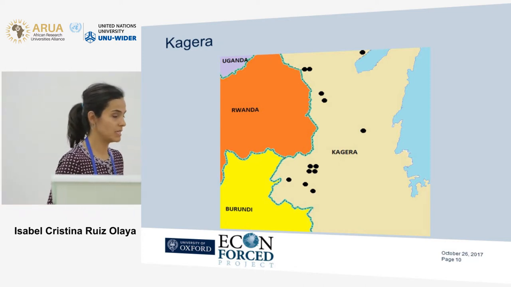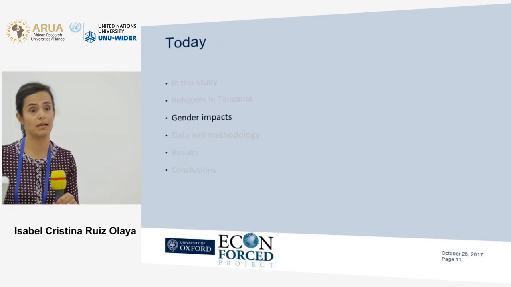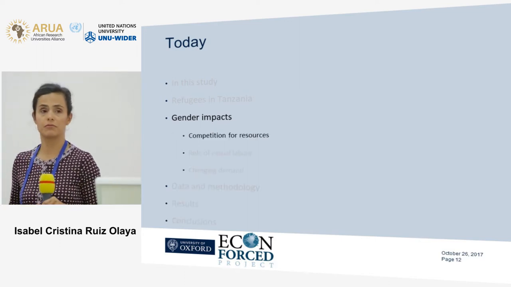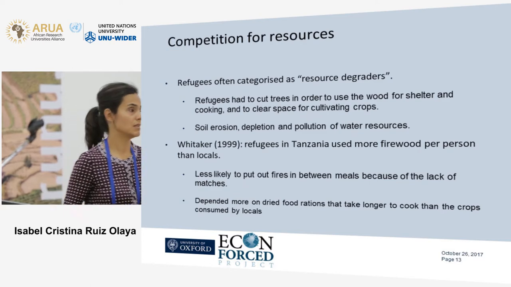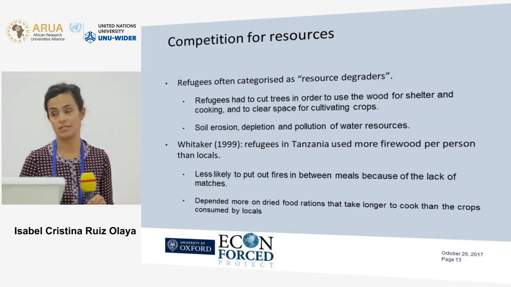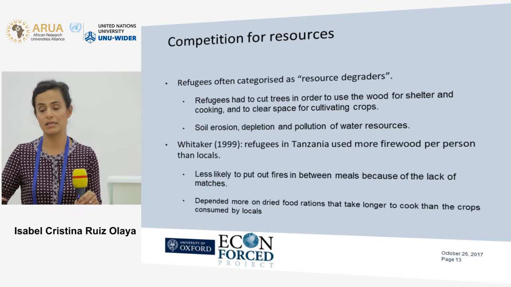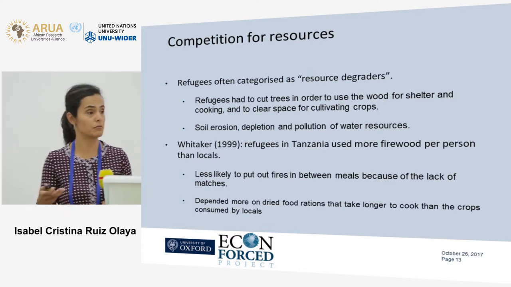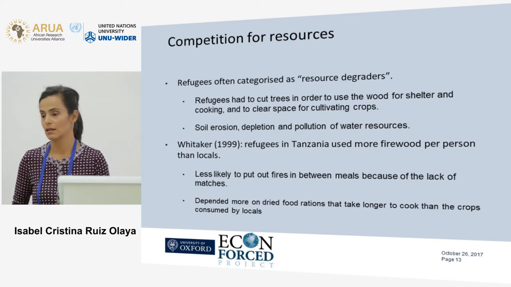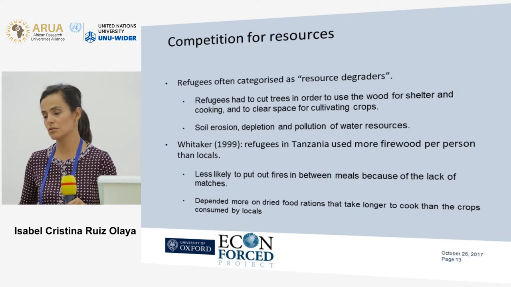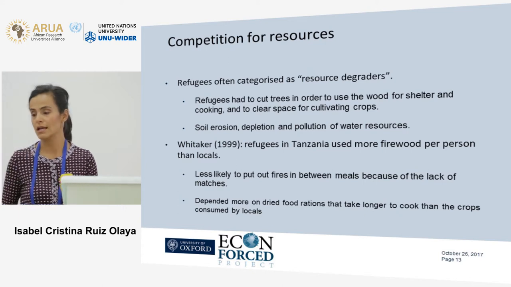So when we started thinking about the gender impacts, we tried to think about what would be channels through which there would be gender impacts of hosting refugees, and one of the ones we thought about was the competition for resources. In some of these environmental literatures, refugees have been called resource degraders because when they got into the camps and nearby the camps, they had to cut trees in order to use the wood for shelter and cooking, and to clear space for cultivating crops. So there were some soil erosion, depletion, and pollution of water resources.